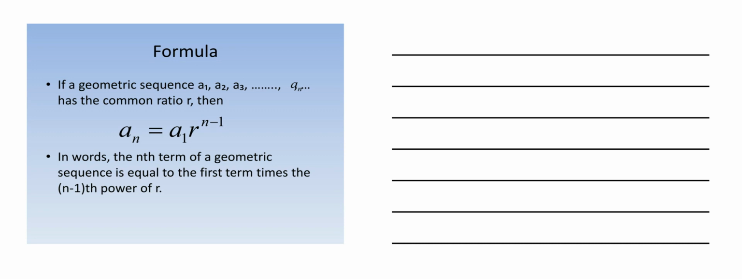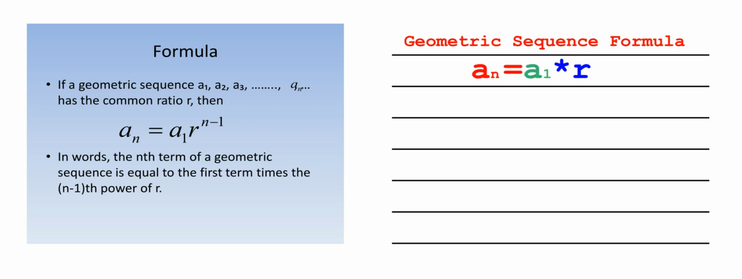Okay, formula. So for geometric sequences. If a geometric sequence A1, A2, A3, and so forth, up to AN, has a common ratio R, then A sub n equals A sub 1 times R to the n minus 1. In words, the nth term of a geometric sequence is equal to the first term times the n minus 1th power of R. So once again, the geometric sequence formula: A sub n equals A sub 1 times R to the n minus 1 power.